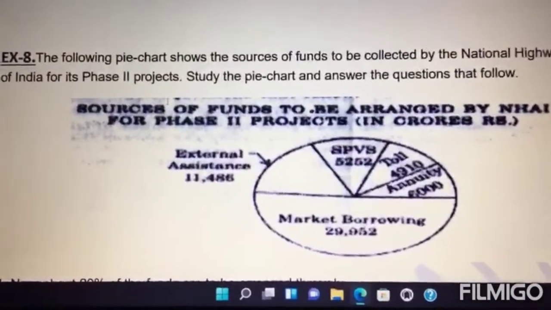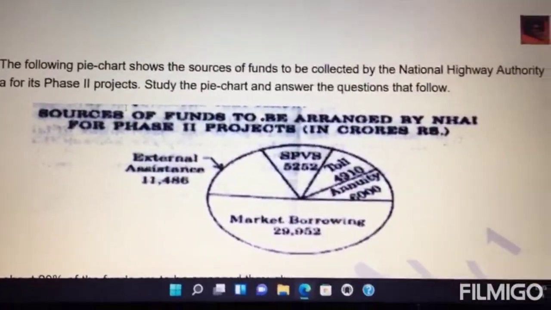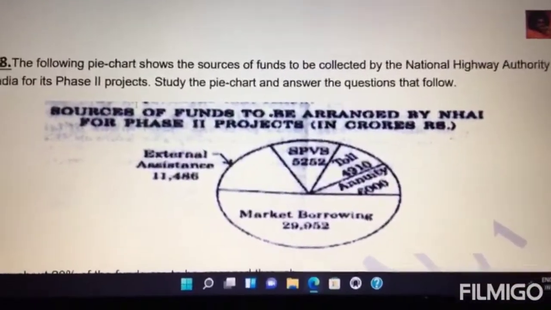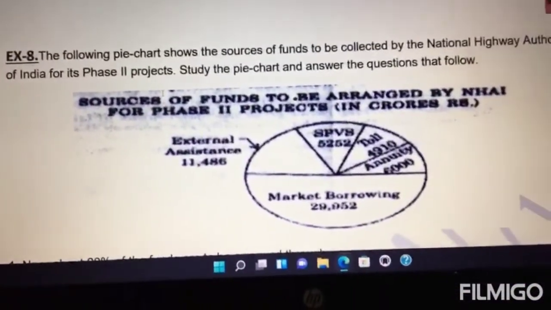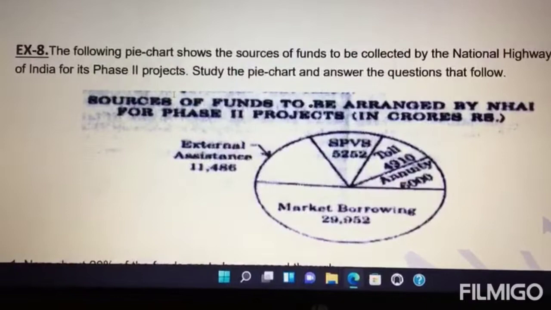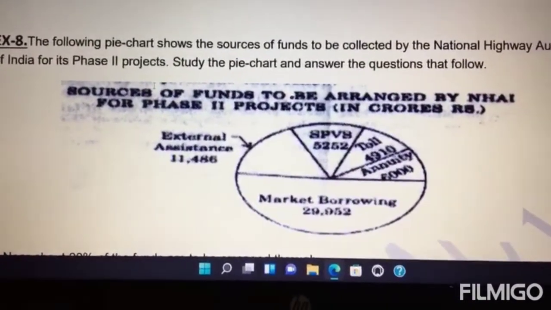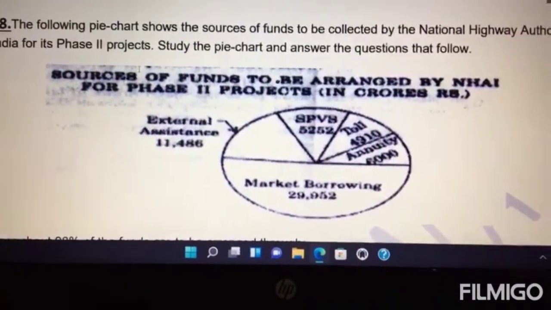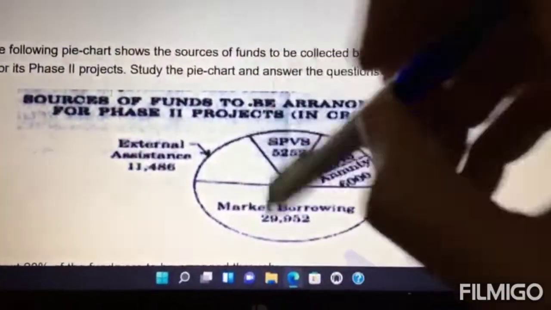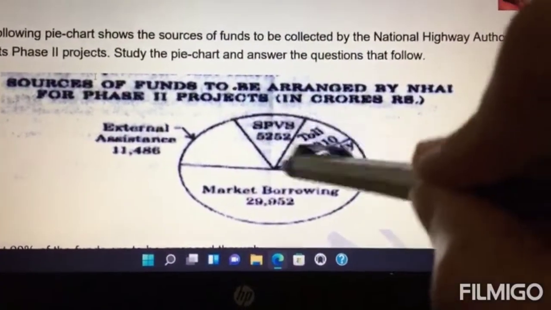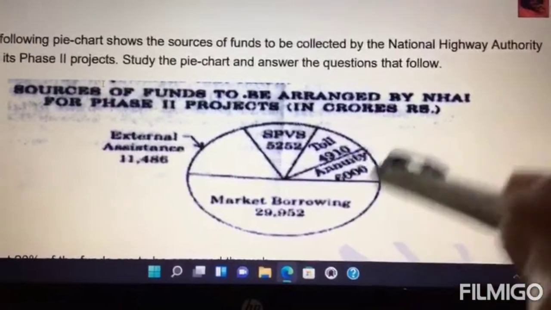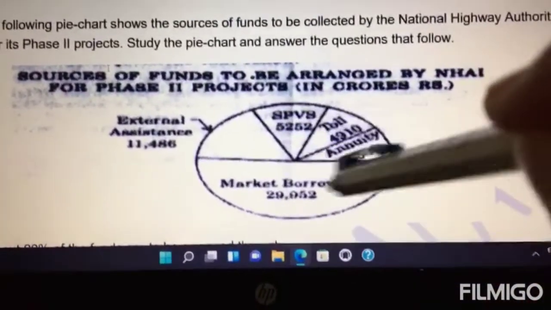The following pie chart shows the sources of funds to be collected by the National Highway Authority of India for its phase 2 projects. Study the pie chart and answer the questions that follow. This kind of graph, this circle, is called a pie chart because it looks like a pie. What is a pie? P-I-E. It is like apple pie. You have heard of apple pie?